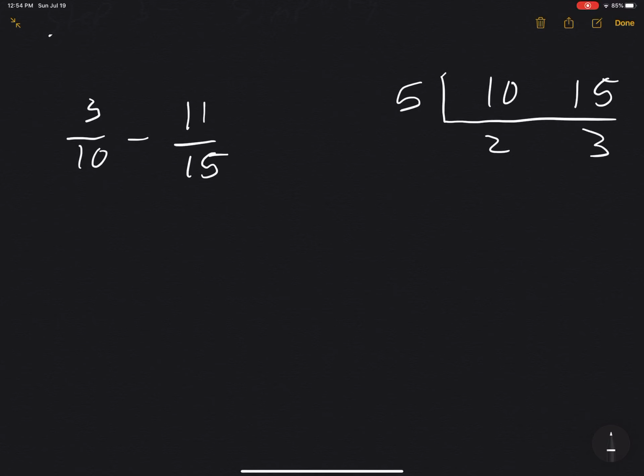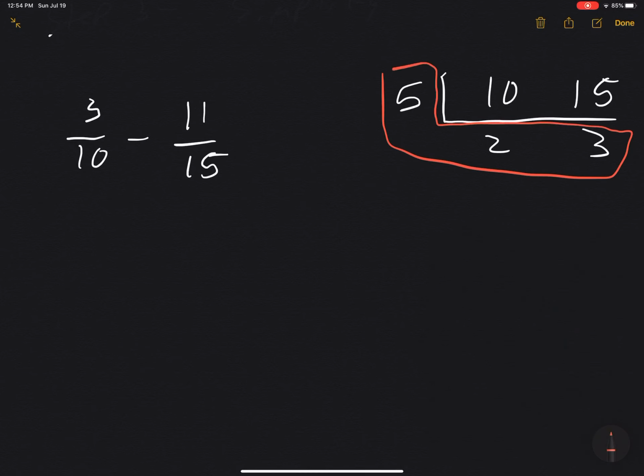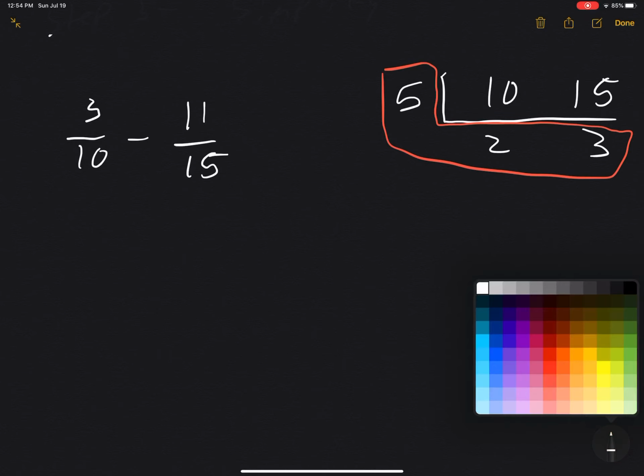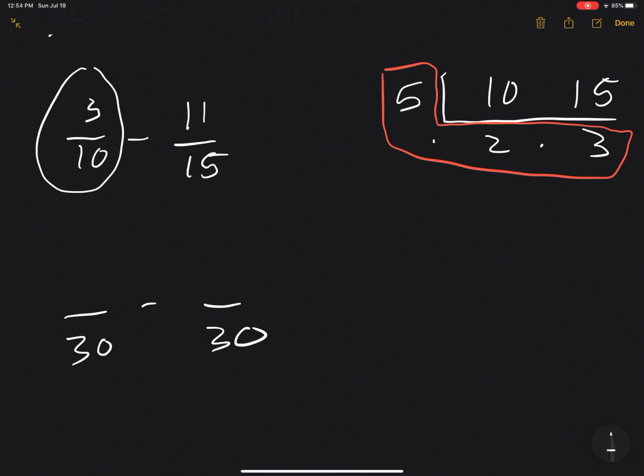And do 2 and 3 have anything in common? It doesn't look like it. So all I have to do to find my least common multiple is multiply all of these together. 5 times 2 times 3. 5 times 2 is 10, times 3 is 30. So I know I'm going to have a denominator of 30. Now I just need to change my fractions. How do I go from 3/10 to something over 30? Well, what do I multiply 10 by to get up to 30?